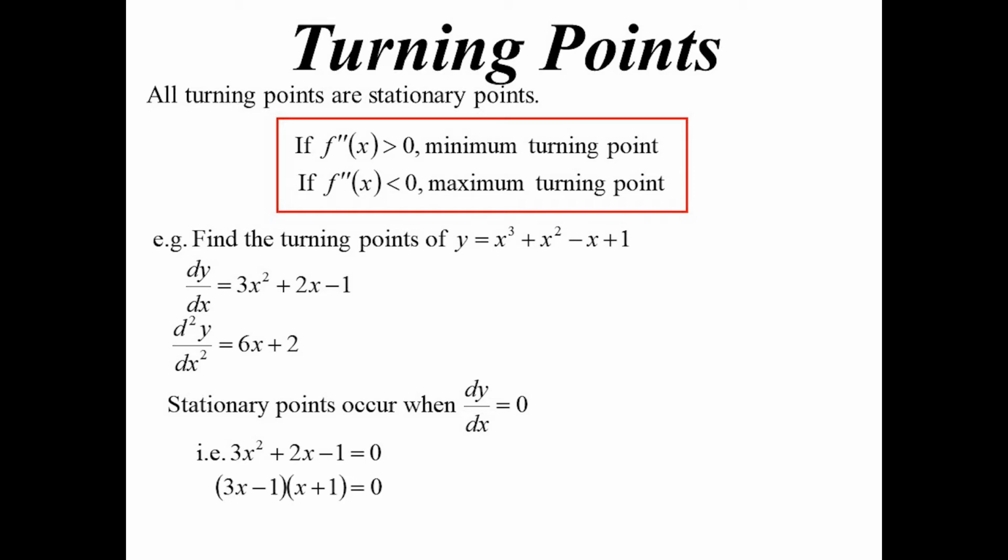We end up with a third or minus 1. Okay, let's test each of those. When x is negative 1, sub that into the second derivative. I get negative 4, which is less than 0. So negative 1, and I'm taking this opportunity to find the y value at the same time. So negative 1, 2 would turn out to be a maximum turning point.